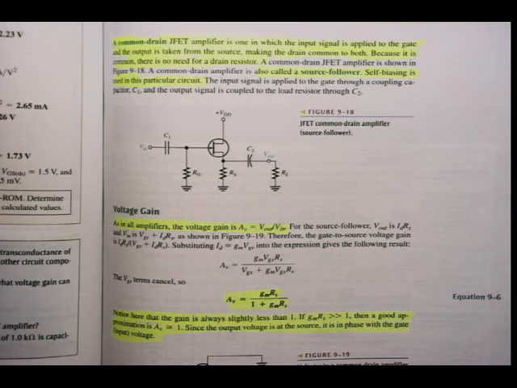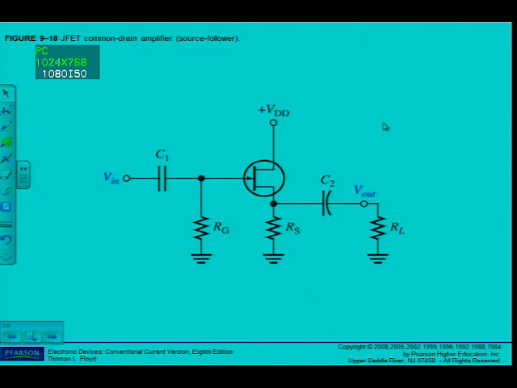Anyway, if we go and look at the circuit, JFET common drain amplifier. Remember, we said we have to know how to identify the configurations of amplifiers. So I go and have a look again. Where's the input applied? Where's the output? What's the remaining terminal? And the remaining terminal is, of course, the drain. Alright, so this makes it a common drain amplifier.